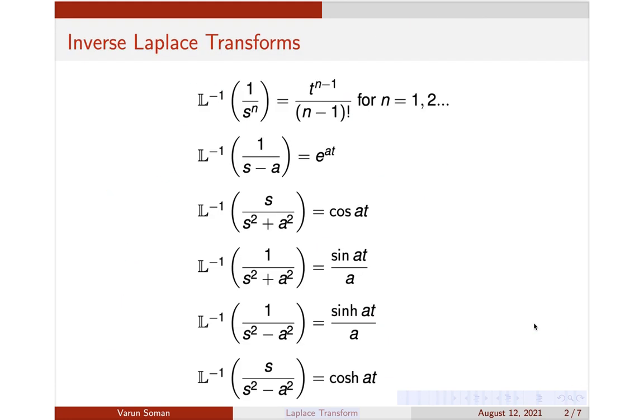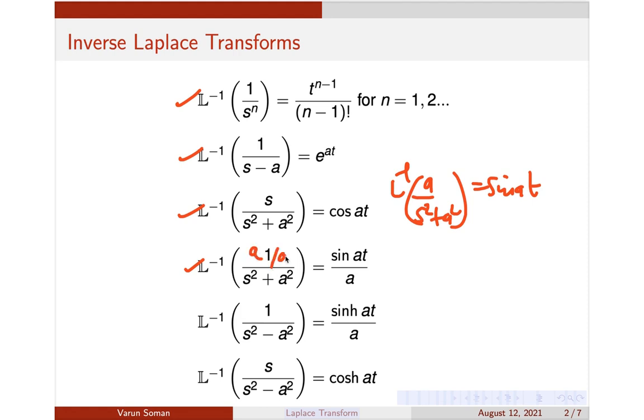So now we will look at the table. I hope you can understand the values of the transforms which are given in this sheet. We have already discussed L inverse of 1 by s raised to n, and 1 by s minus a we know from the table. S by s square plus a square we can know from the table. Similarly, 1 by s square plus a square is sine at by a. Why is it so? Because L inverse of a by s square plus a square is simply sine at. So if you want to find L inverse of 1 by s square plus a square, supply an a there and multiply by 1 by a, and take that 1 by a outside by linearity, then you will get this result. In a similar vein, you can also find this one. It's the same concept which is being applied here.